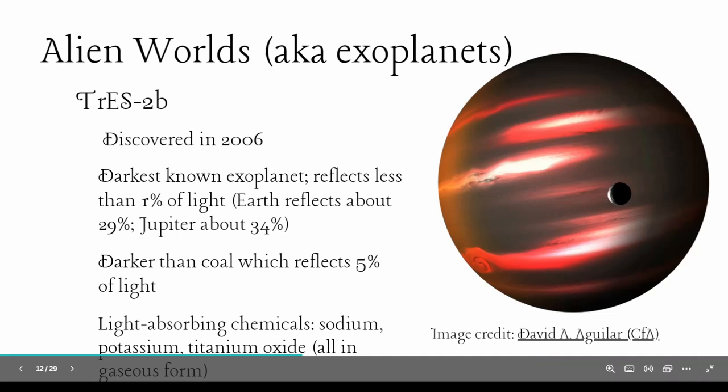And the scientists aren't actually sure all of the chemicals that might be causing this, but in the atmosphere they can detect gaseous forms of sodium, potassium, and titanium oxide. And all of those are light-absorbing chemicals. But some scientists say that that's not enough to make the planet as dark as we see. So they're thinking there could be something else unknown that we don't even know how to detect for.